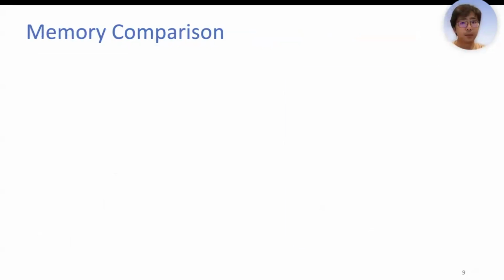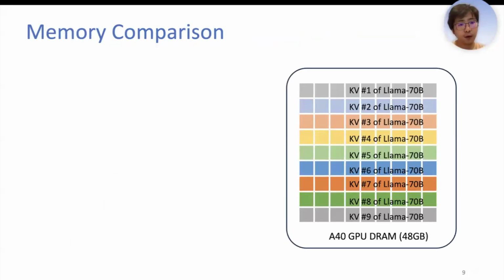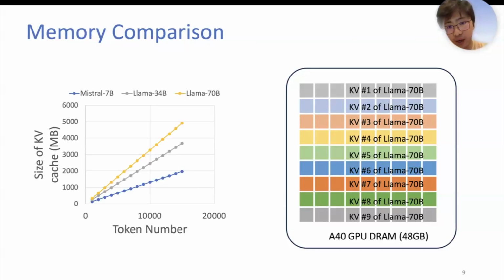So here's a memory comparison. For an A40 GPU, you can put 9 contexts of 16,000 tokens. And here is a breakdown of the size of the KV cache. When the token number increases, the size increases as well.